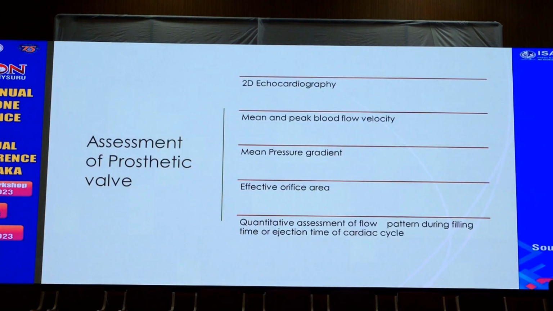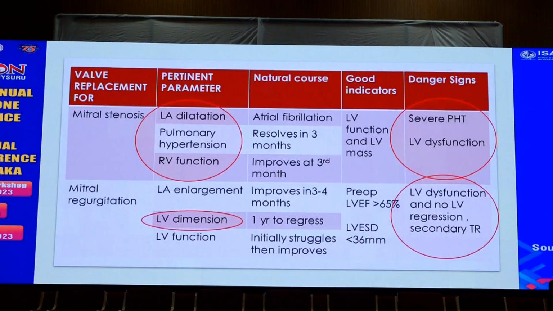We have to assess them properly. So how am I going to assess them? The most important thing is echocardiography. 2D echocardiography will give us some pertinent signs about the valve lesion, and also the Doppler parameters like peak velocity, mean pressure gradient, effective orifice area, and quantitative flow assessment. I'll try to explain the physics behind it, so it may look a little bit difficult.